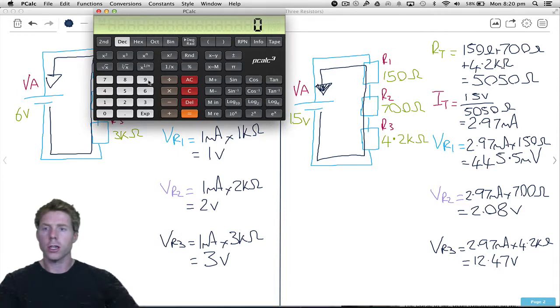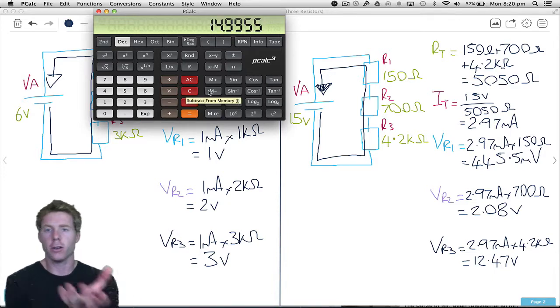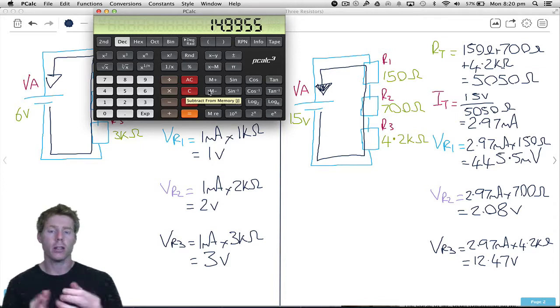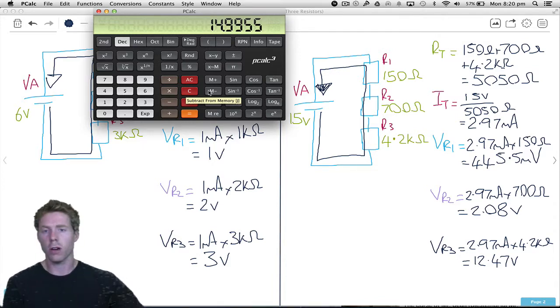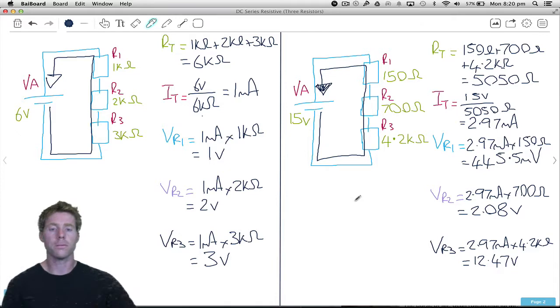So let's see how this checks out. 12.47 volts plus the 2.08. Oops. 2.08 plus, what was the last one? 445.5, and that's milli. So we need to do exponential negative 3. And you can see we're getting, I mean, you'd round that to 15. We've been rounding to 2 decimal places, and so when we add them up again, we'll find that our rounding's going to be ever so slightly off, but you can see it's very close. So 2 decimal places is quite good accuracy.